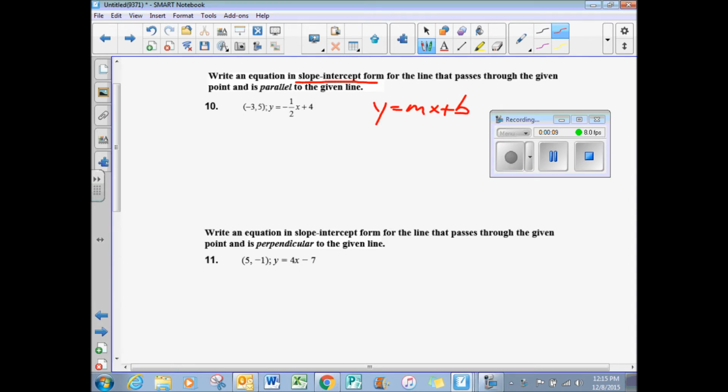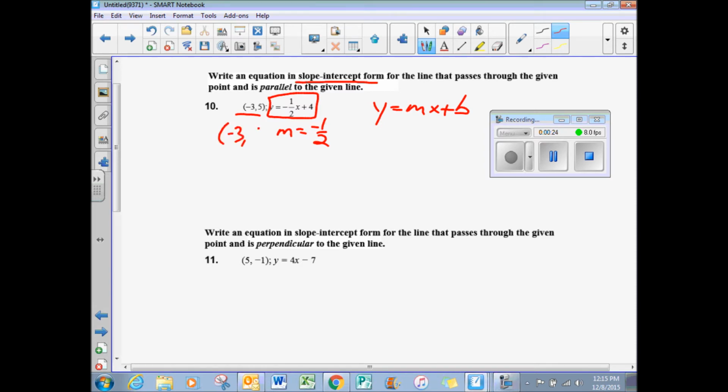We want it to pass through the given point, and we want it to be parallel to this line. Okay? Well, we know if it's parallel, it has the same slope, right? So if this slope is negative 1/2, we need a slope of negative 1/2 that goes through the point negative 3,5. So it's going to be this line that we create out of this point and this slope will be parallel to this line right here.